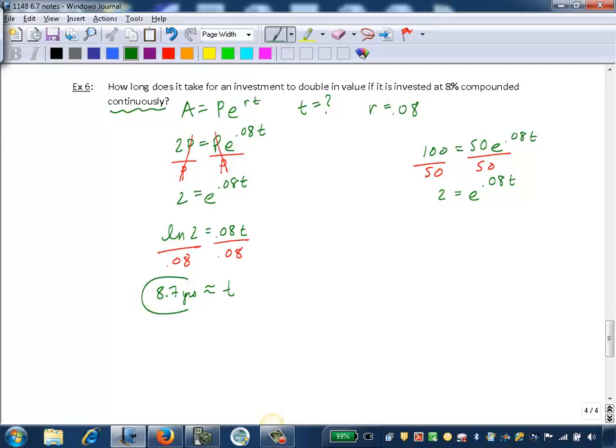That time is always in years. So no matter how much you invest initially in this account, since it's 8% compounded continuously, it will take about 8.7 years to double that amount.